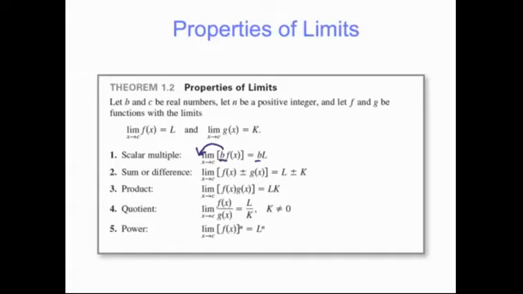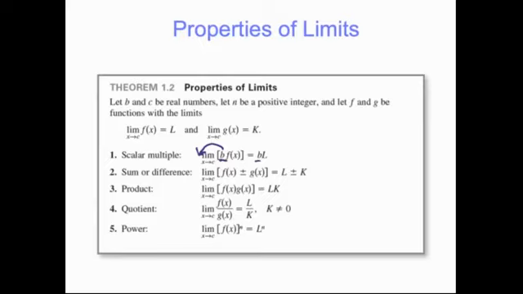The next property that we want to look at is the quotient property. This property says that the limit as x approaches c of f of x divided by g of x is equal to the limit as x approaches c of f of x divided by the limit as x approaches c of g of x, provided that the limit as x approaches c of g of x is not equal to 0. In other words, the limit of a quotient is equal to the quotient of the limits.